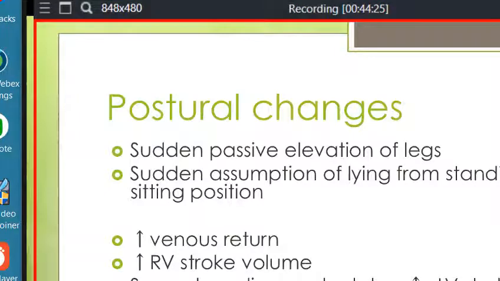Then after the isometric hand grip exercises, we move to postural changes and how they can impact your murmurs and heart sounds. The first is a sudden passive elevation of legs, or a sudden assumption of lying from a standing or sitting position. So what does this do? When you passively elevate the legs or suddenly assume a lying posture from standing, you increase the venous return, increase the RV stroke volume, and following several cardiac cycles, there's an increase in LV stroke volume also.